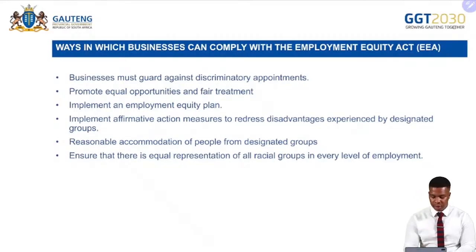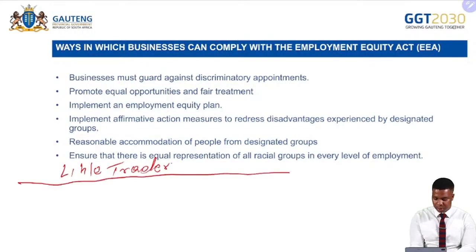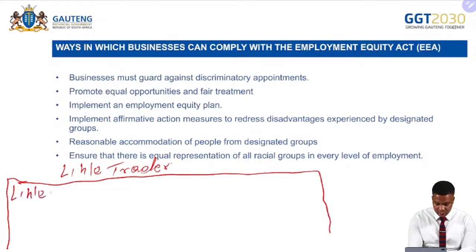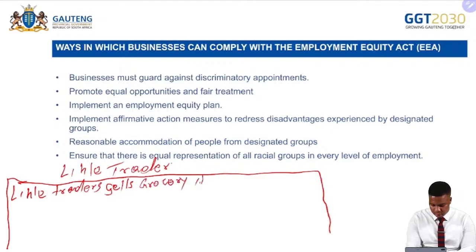Let's say we have a business called Lihle Traders. So how can a scenario be developed from that? I will try to write something you guys can see. We say Lihle Traders sells grocery items in Thokoza.